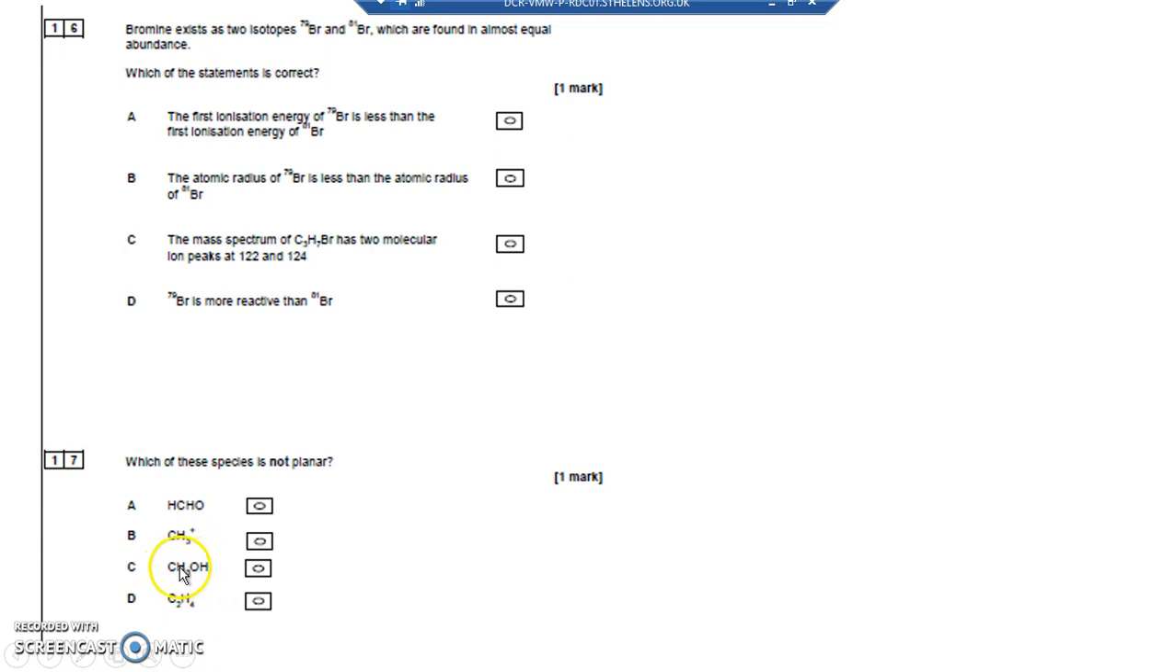This carbon has 3 H's and 1 other group. It has 4 different groups around it. That's tetrahedral. C2H4 has a carbon-to-carbon double bond, and each carbon then has 2 H's. So it's got 3 different bonds or 3 different groups attached around each carbon. That's planar. This one, CH3OH methanol, has 4 different groups around the carbon. That's not planar. It's tetrahedral.